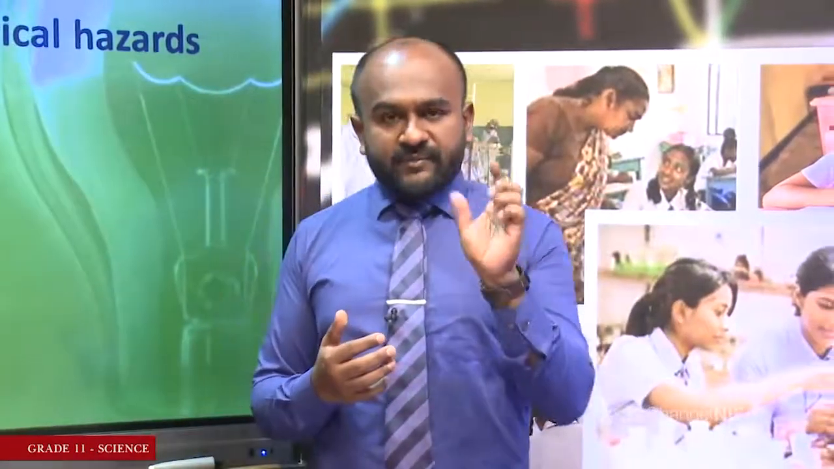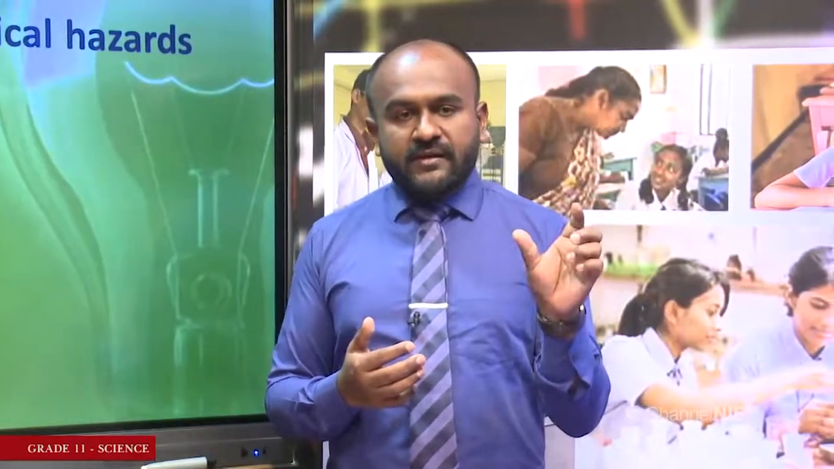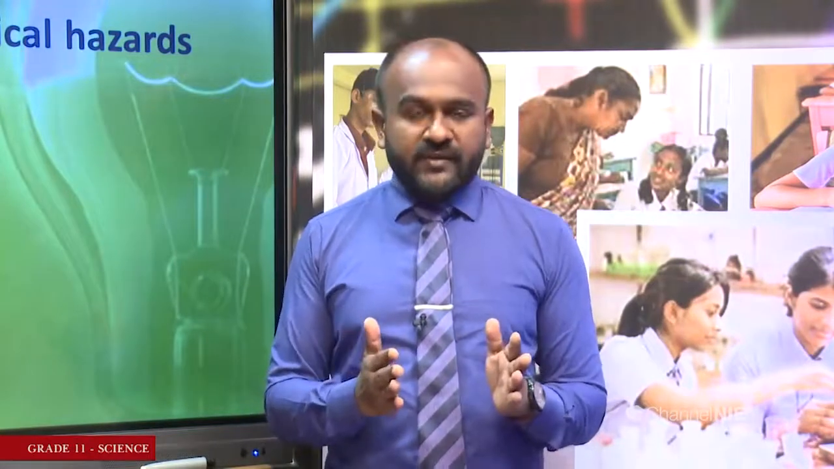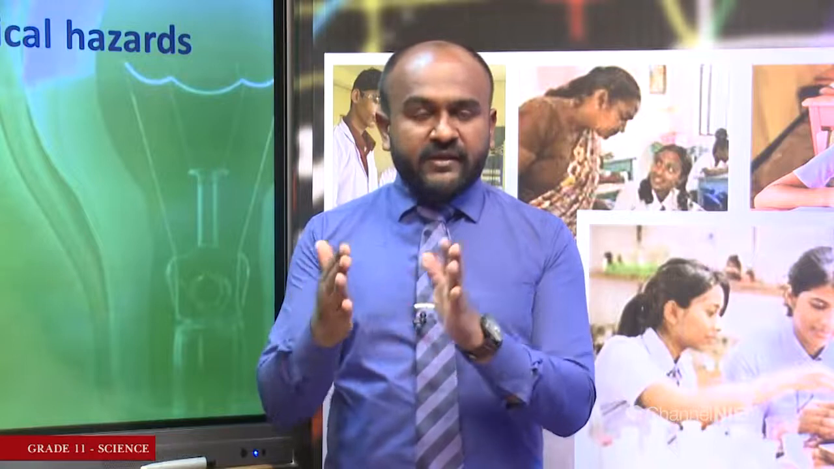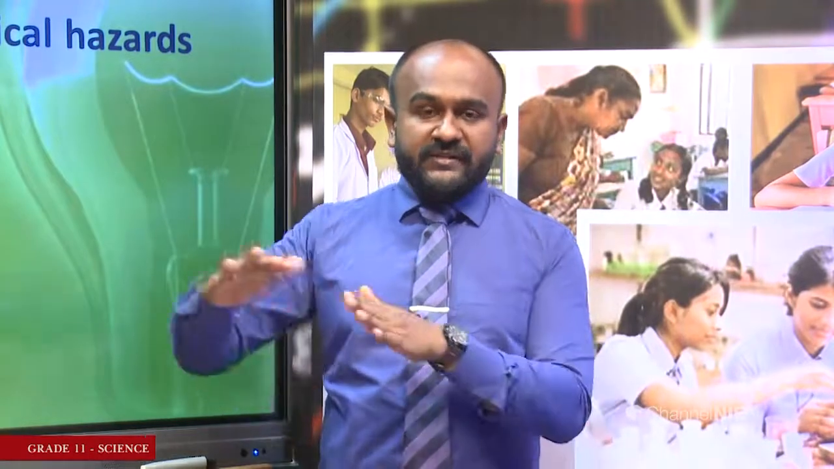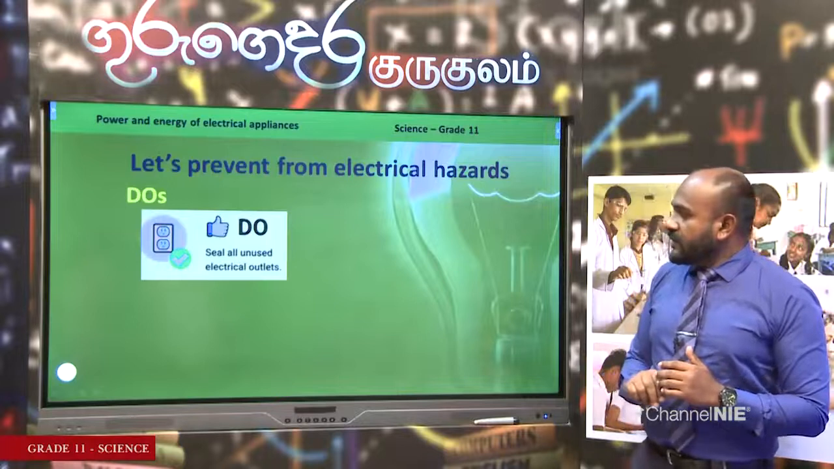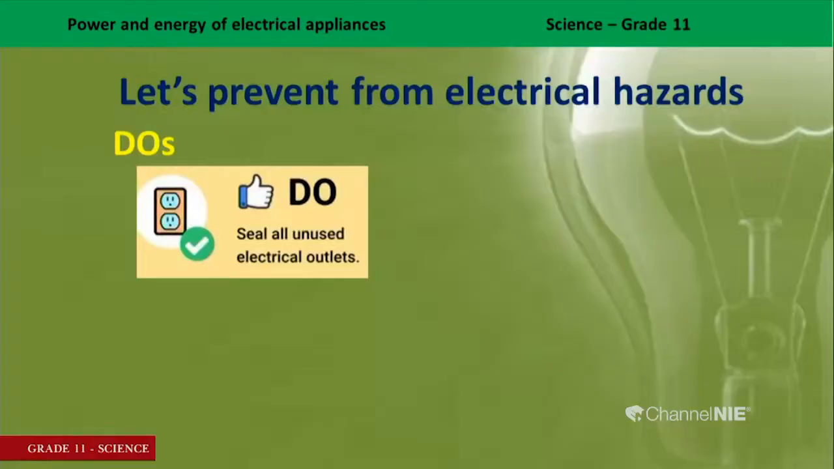Okay, now, when the picture appears, you just think of the things that we should do or things that we should not do. First we talk about do's and then we talk about don'ts. So, I have given them simply as do's and don'ts. There are things that we should do and there are things that we should not do. Let us see the things that we should do. Seal all unused electrical outlets.